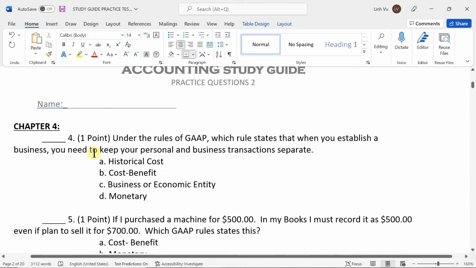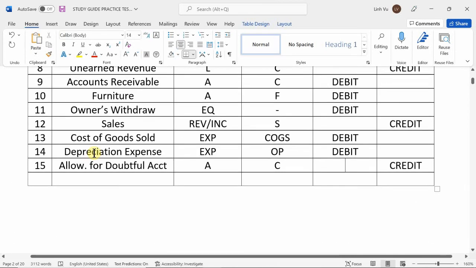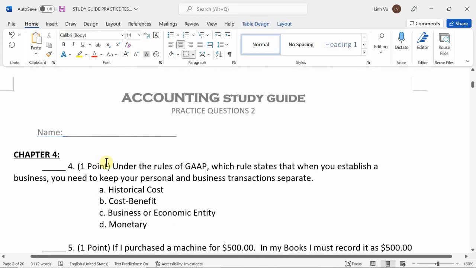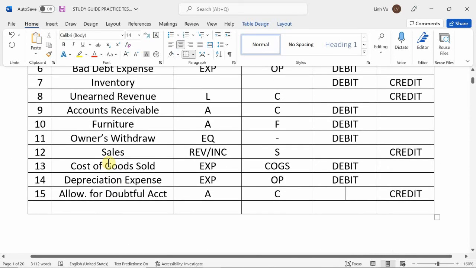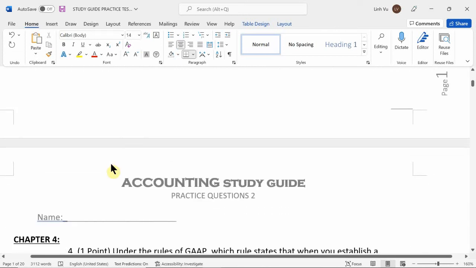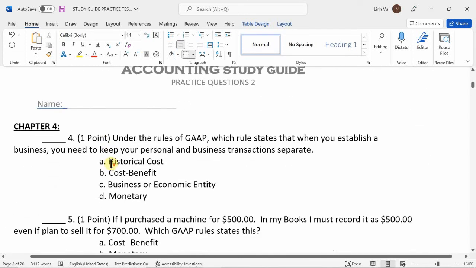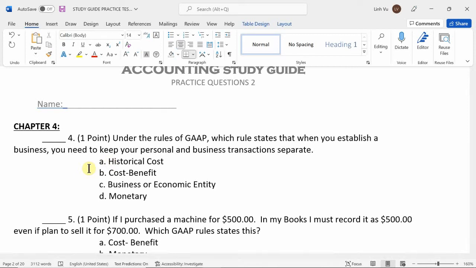Good. So that was chapter 2 and 3 right there. Actually, that was just more for chapter 2. Chapter 3 is just more journalizing, which is basically everything else that you'll do in the rest of this test, okay? All right. Chapter 4, which is also number 4. Under the rules of GAAP, which rule states that when you establish a business, you need to keep your personal and your business transactions separate?